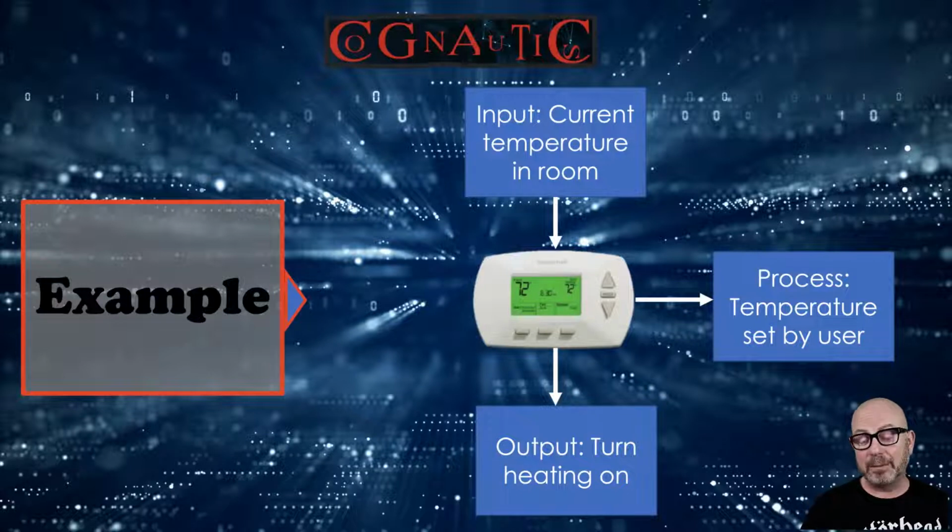So the input is going to be, so this is a thermostat, and this will be measuring the current temperature in your room, all right? And that's the input. So the current temperature is going in, and then you will set the temperature on the right-hand side there with the up and down button as to what you want the temperature to be. And then depending upon the difference between the temperature that you set and the current room temperature, the output will be that it turns the heating on.